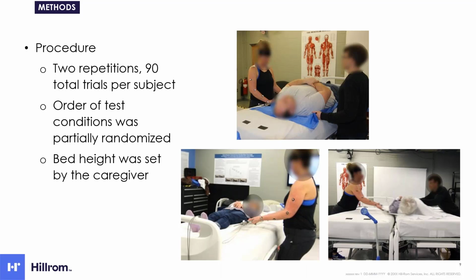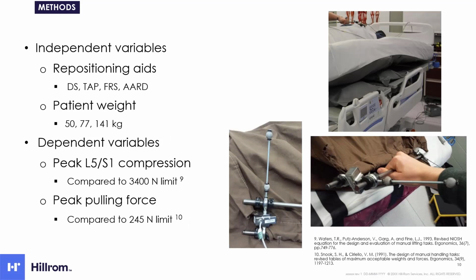So in each test condition, we test 2 times. The order of the conditions are partially randomized. The bed was set by the caregiver to her preferred bed height. The independent variables we investigated include repositioning aids and patient weight. The dependent variables include peak L5/S1 compression, which is the spine compression at the lumbar and the sacral level, and the peak pulling force, which are measured by these force gauges.